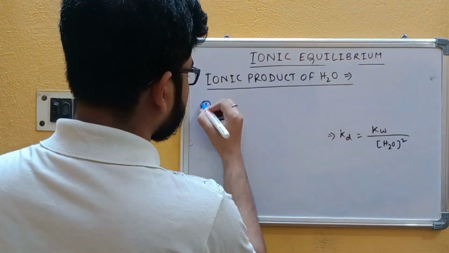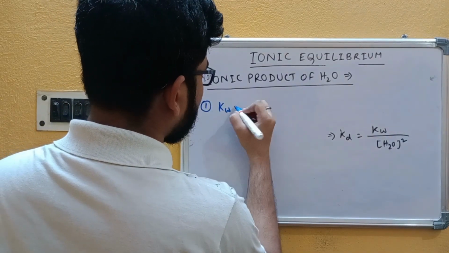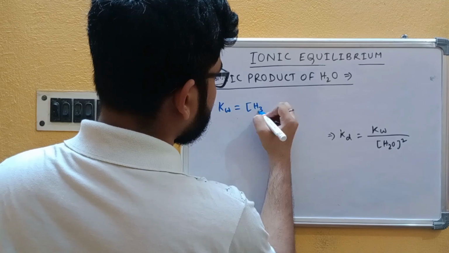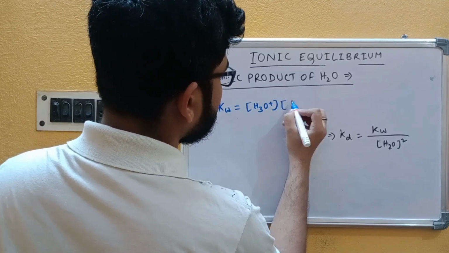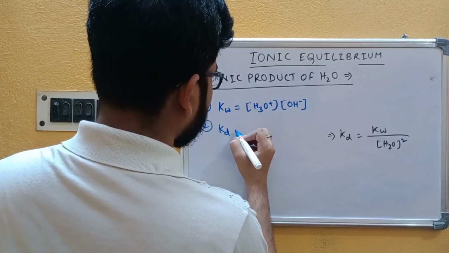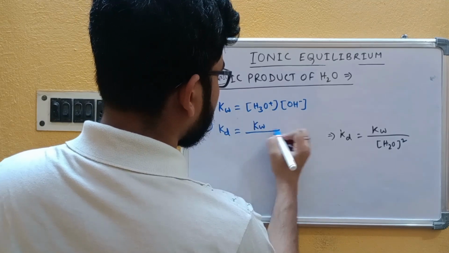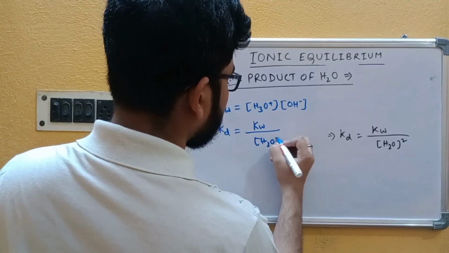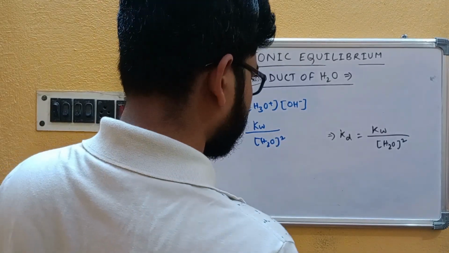So from this we have two important relations. The ionic product of water is nothing but the concentration of H3O+ into the concentration of OH-, and Kd is Kw upon [H2O] whole squared.